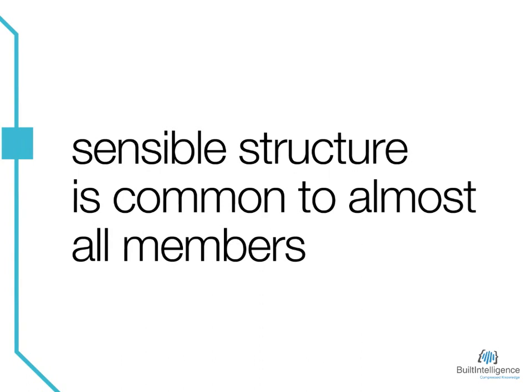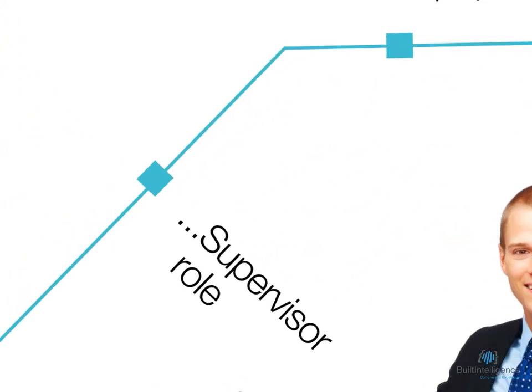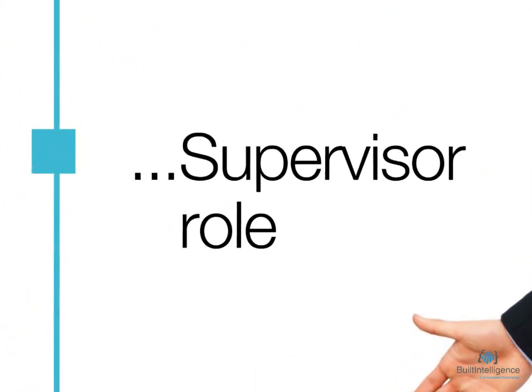In addition, the order of the wording within each section and the words used are kept as similar as possible across the whole family of contracts. Another way in which the contract achieves clarity and simplicity is to have clarity of roles for those representing the employer.